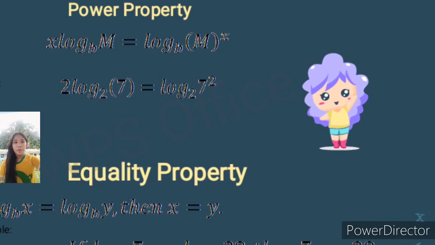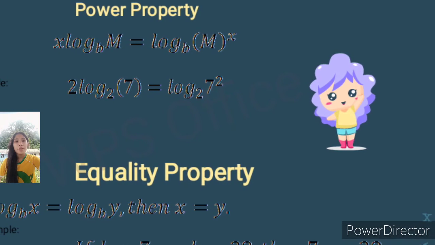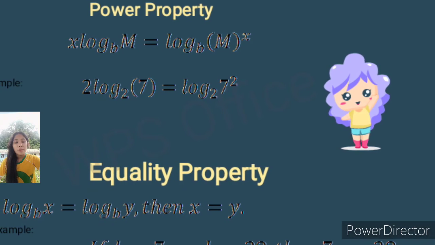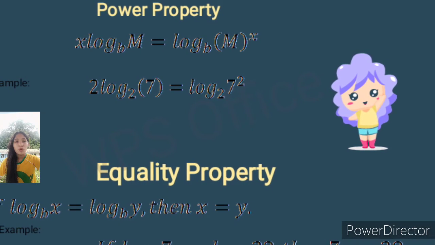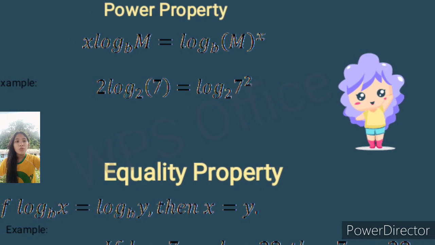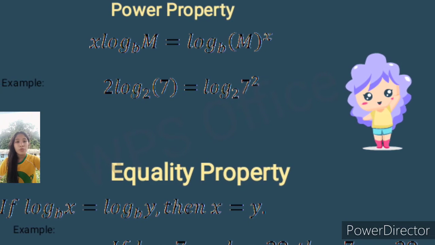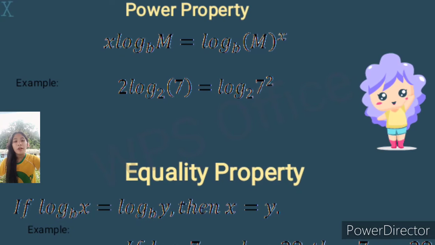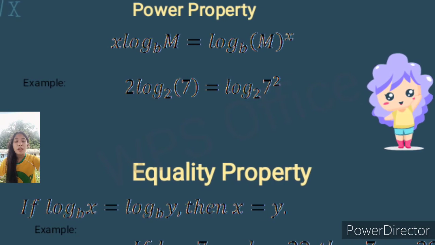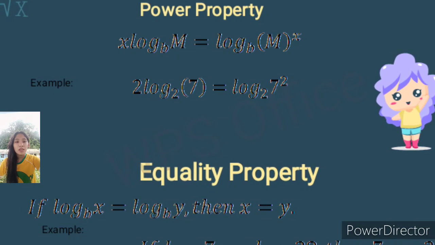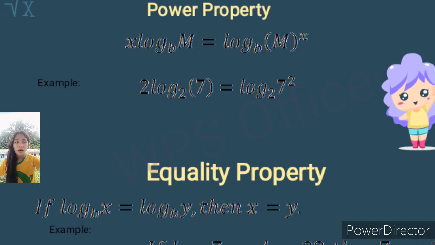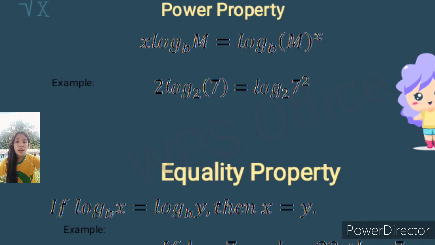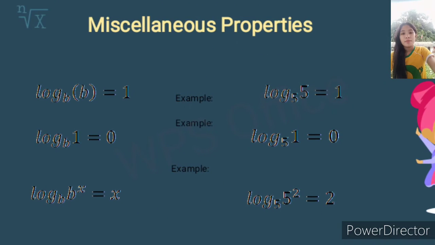Next is the power property: x log_b m equals log_b of m raised to x. An example is 2 log base 2 of 7 equals log base 2 of 7 squared. Equality property: if log_b x equals log_b y, then x equals y. For example, if log base 4 of 7x equals log base 4 of 28, then 7x equals 28.